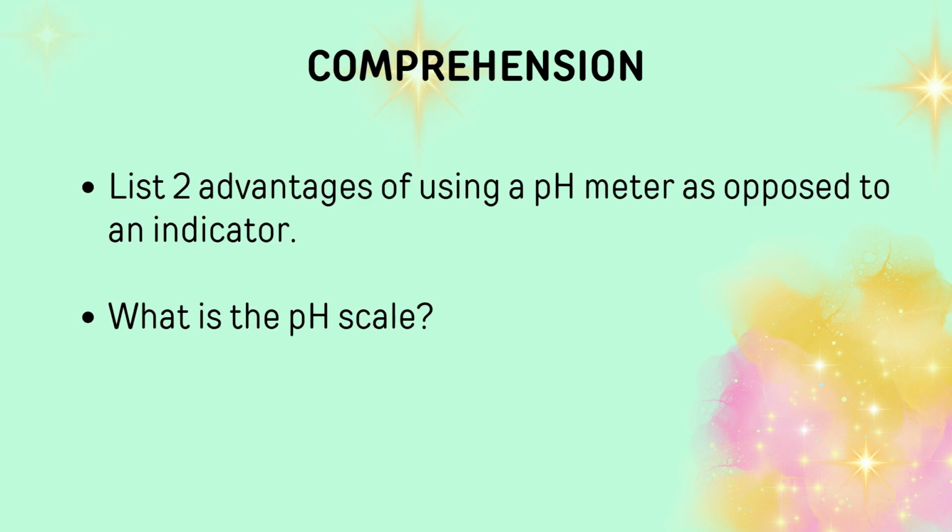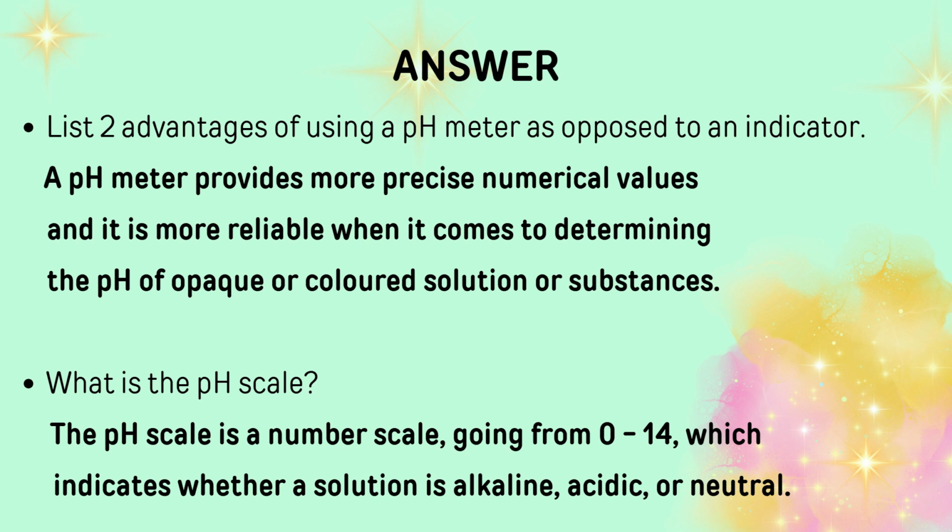Comprehension. List 2 advantages of using a pH meter as opposed to an indicator, and what is the pH scale? A pH meter provides more precise numerical values, and it is more reliable when it comes to determining the pH of opaque or colored solutions or substances. The pH scale is a number scale going from 0 to 14, which indicates whether a solution is alkaline, acidic, or neutral.